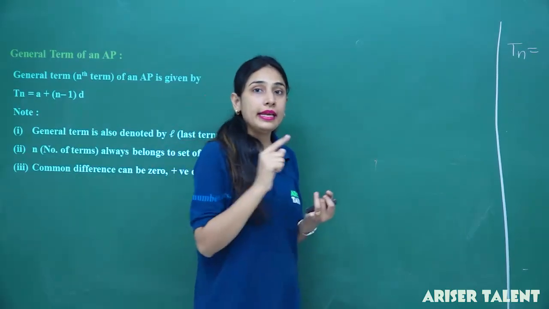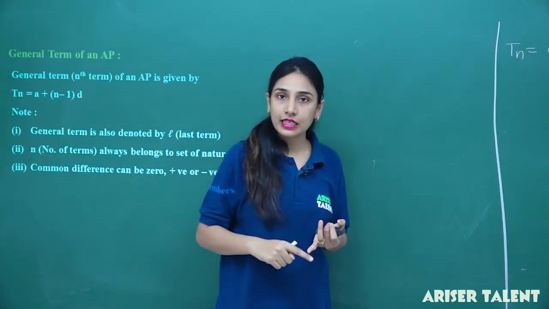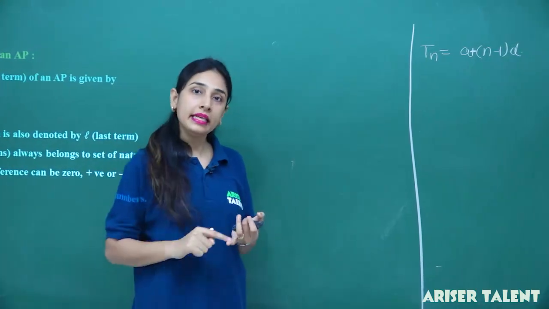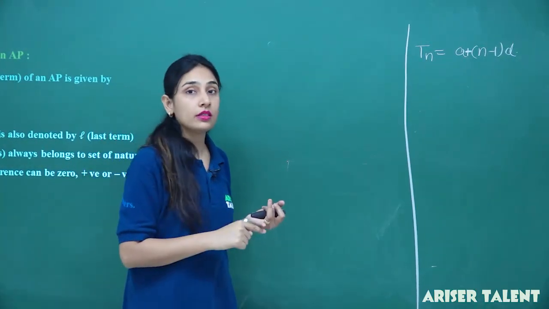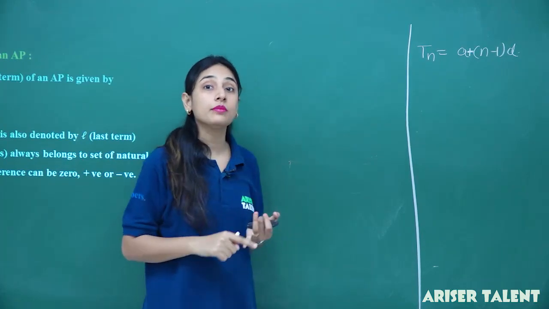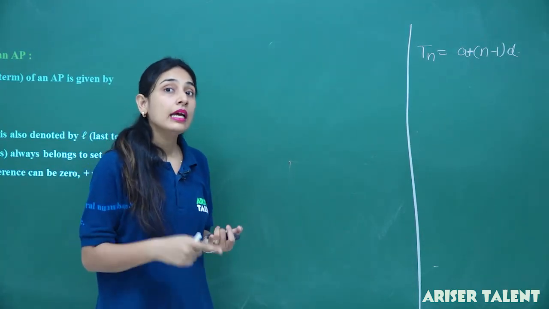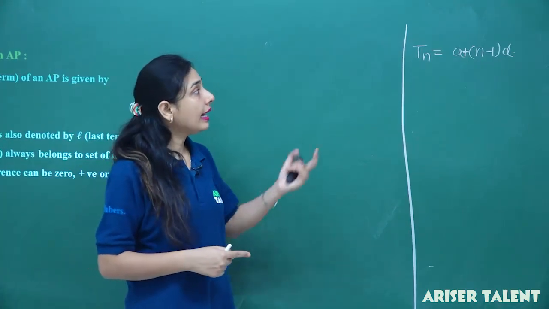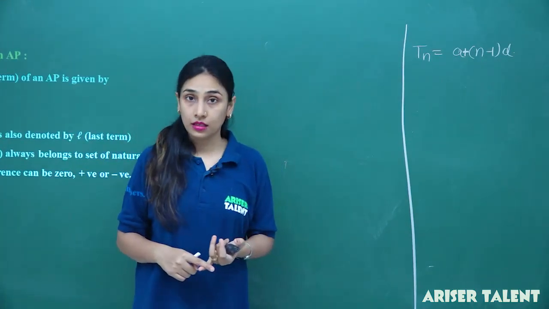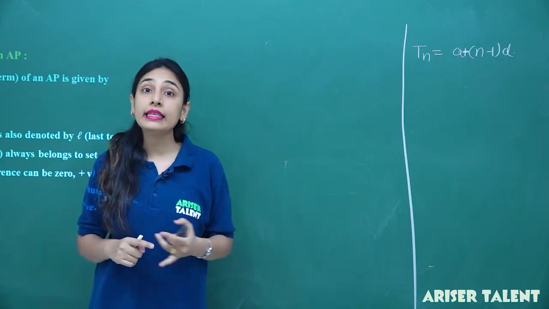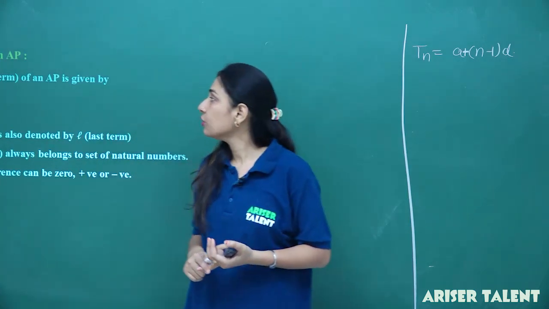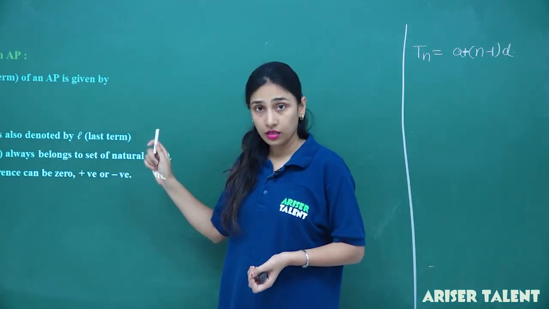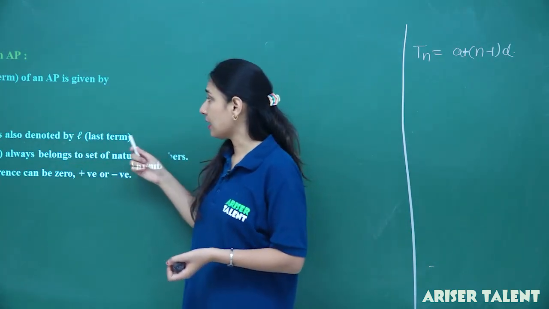a is always the first term. n is the total number of terms, and d is the common difference between the terms. So a is the first term, n is the number of terms, and d is the common difference. The general term is also denoted by l, small l, that is the last term.